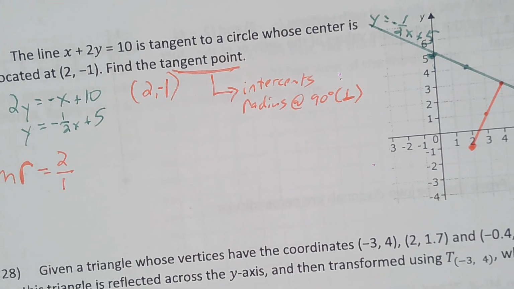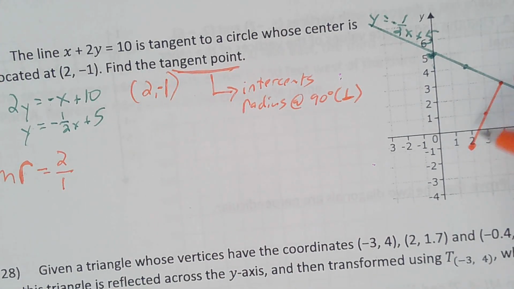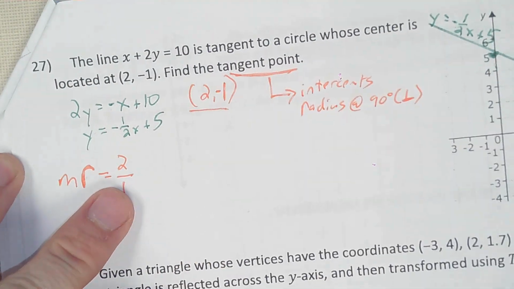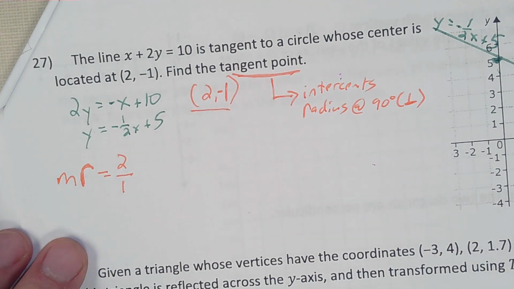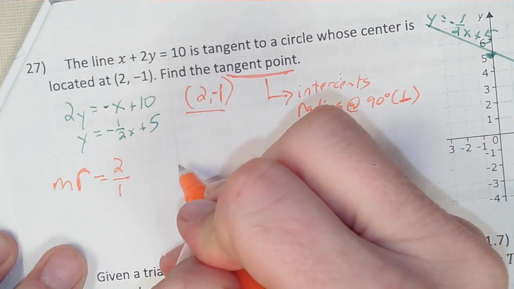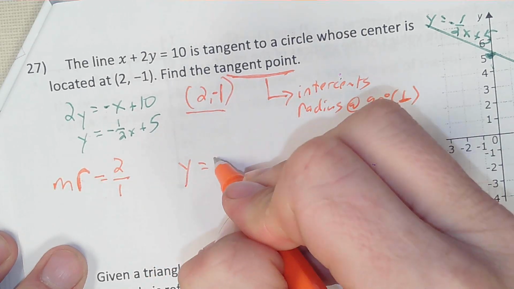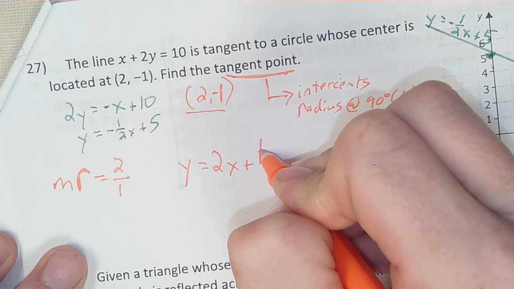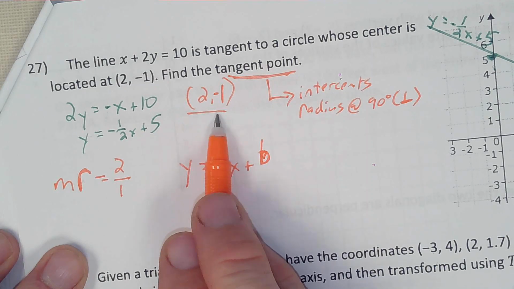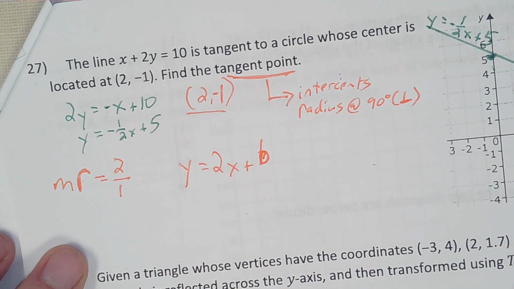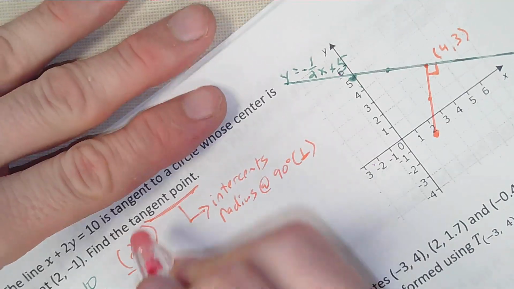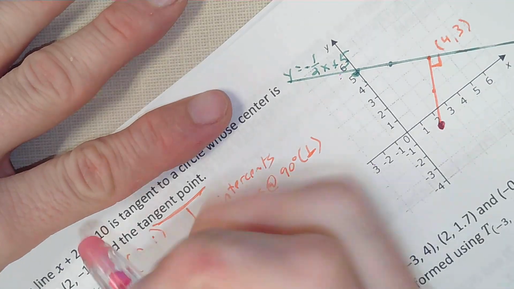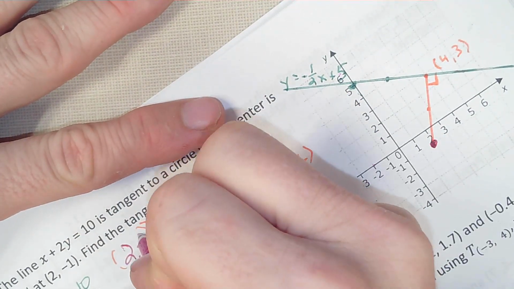Okay. First thing I want to do is find a real good equation for this line, right? And I know the 2 points that it's got to pass through. So my equation is going to be y equals 2x plus something, which is my b. This is my point right here, 2 comma negative 1.